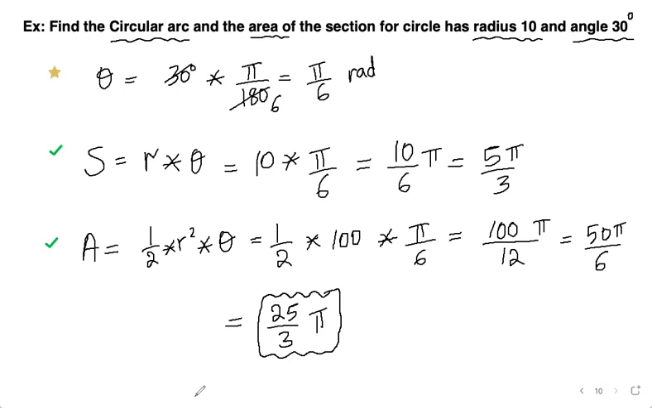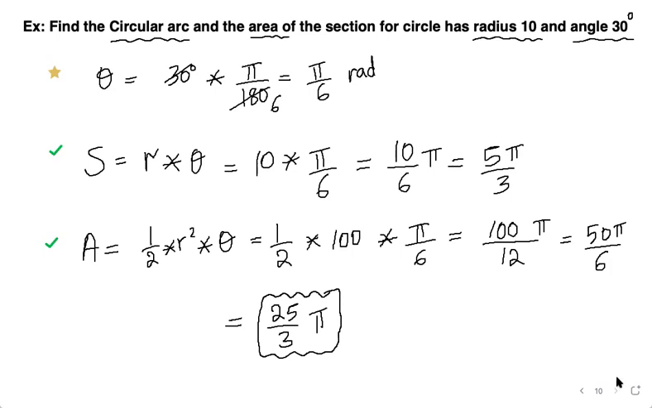Okay, any question for the area and the length of a circular arc? This is the area, this is the length, this is the angle. The angle must be in radian. You cannot plug in degrees. If you plug in degrees, you will get the wrong answer. Okay, no questions. Let's go to section 5.2.